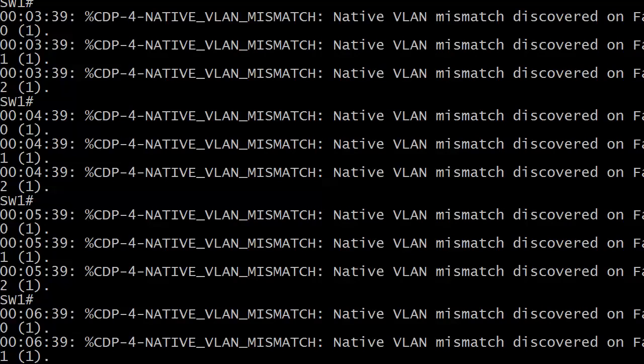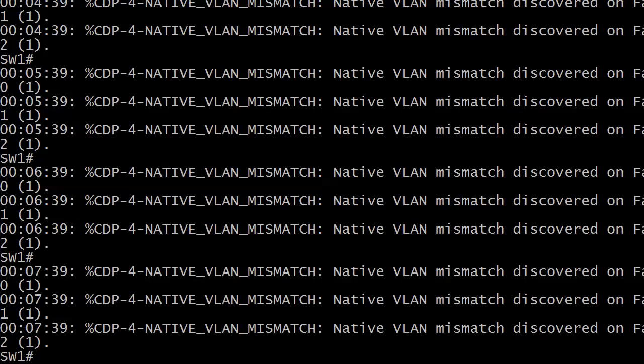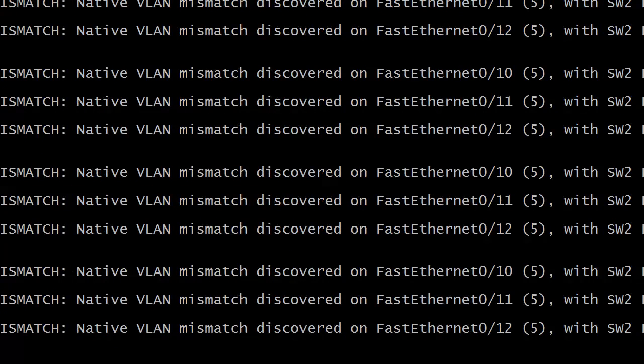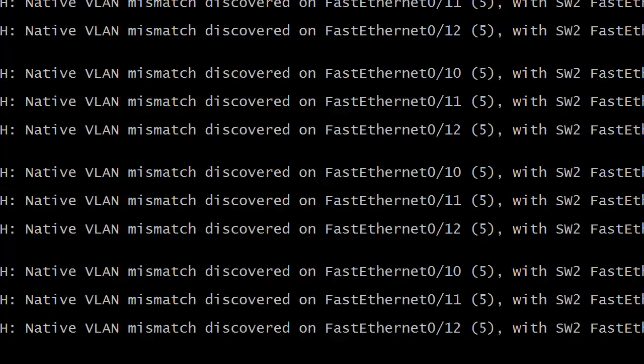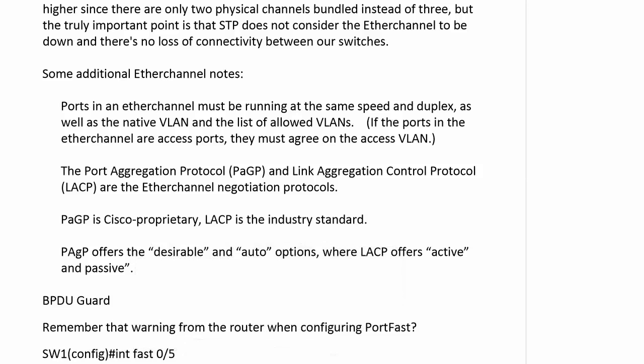And you can see right away it's telling you, hey, and it spells it out for you. It even tells you what the mismatch is, because right now it's saying native VLAN mismatch discovered on FastEthernet 10, 11, and 12, and it's telling you right there it's 5, and then it's saying, hey, switch 2 on the other end, and sometimes you have to go to the very end of the next line to see what the native VLAN is, but it's saying on the other side it's 1. So that's something you would definitely want to fix.